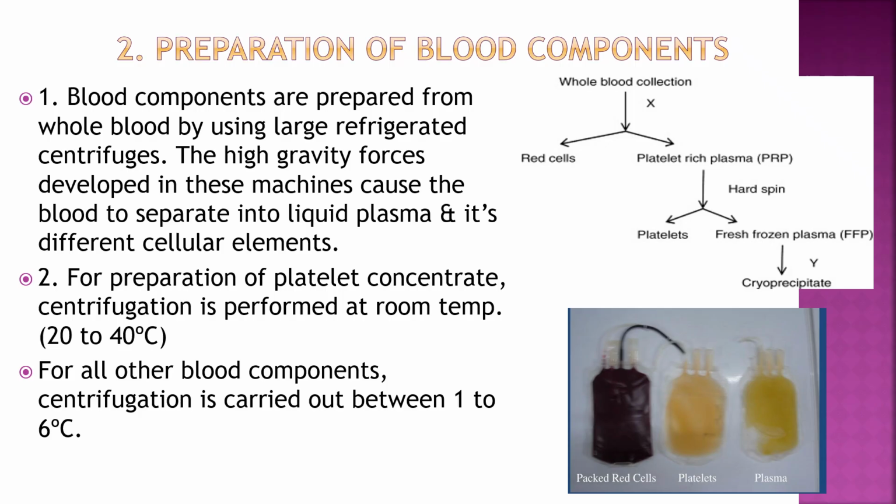So from one whole blood, red cells, that is PCV, and platelet-rich plasma can be prepared. Then by hard spin, platelets and then fresh frozen plasma. And then from fresh frozen plasma, cryoprecipitate can be prepared.